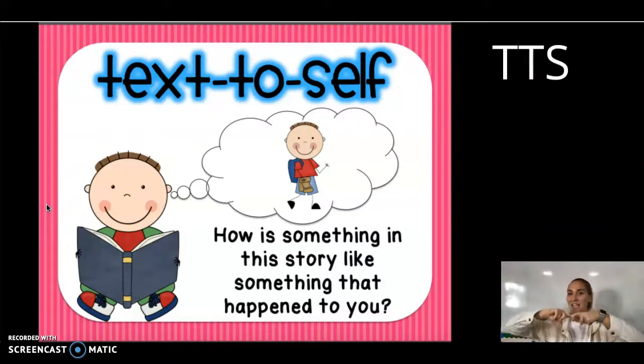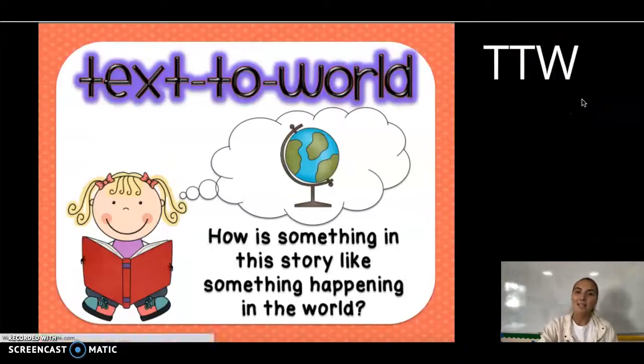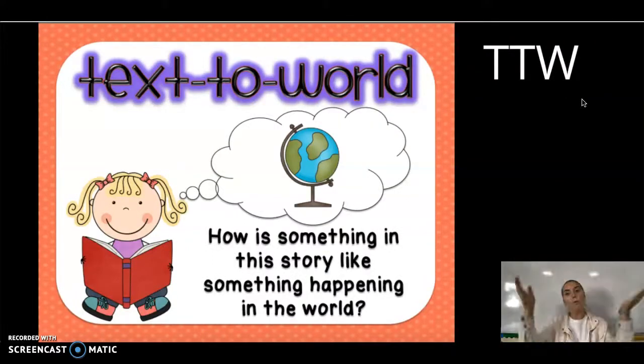The first type of connection that we can make while we're reading is a text to self. Do it with me, boys and girls. Text to self. And what this kind of connection is, it makes you think of something in the story that happened to you. So, have you ever been reading and gone, this reminds me of a time that... That was a text to self connection, boys and girls. Something in the book reminded you of your own life. Or TTS, text to self.